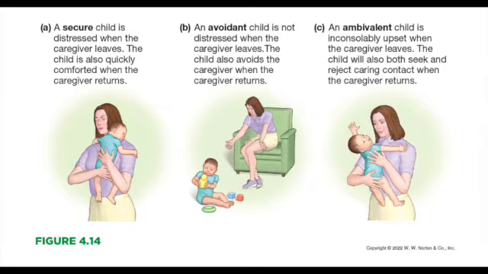In chapter 4, we talk about different attachment styles. There is secure attachment, avoidant attachment, and ambivalent attachment. Secure attachment is when a secure child is distressed when the mom leaves. The child is also quickly comforted when the mom returns. An avoidant attachment is when an avoidant child is not distressed when the mom leaves. The child also avoids the mom when the mom returns. An ambivalent attachment style is when an ambivalent child is always upset when the mom leaves. The child will also both seek and reject caring contact when the mom returns.